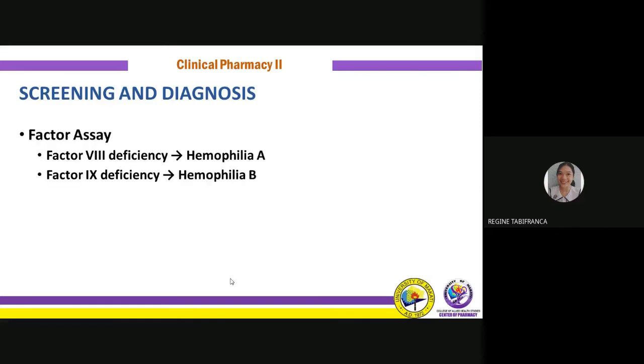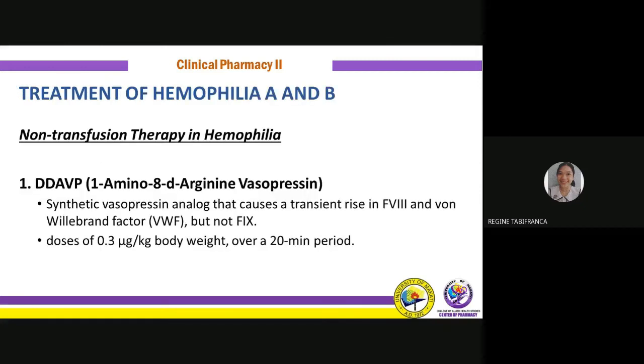And the factor assay, in other terms also known as the clotting factor test, tells us what type of hemophilia the patient is diagnosed with. In the coagulation study, in the intrinsic pathway, if there is a deficiency in factor 8, the patient is diagnosed with hemophilia A. And for factor 9, the patient is diagnosed with hemophilia B. The treatment of hemophilia A and B will be reported by Mr. Ibala.